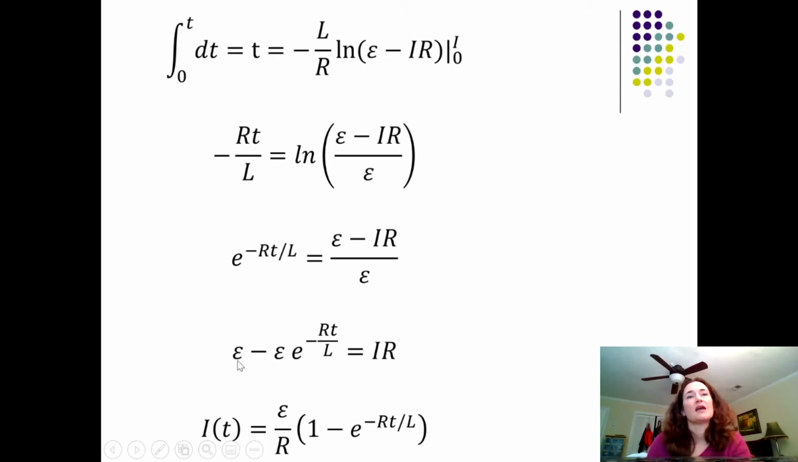Rearranging that equation, I end up with EMF minus EMF times e to the negative Rt over L is equal to IR. And then solving for I, which is divide out by R on both sides, I end up with the equation for I of t is equal to EMF over R times 1 minus e to the negative Rt over L. Okay, so I think I broke the steps of the algebra there into little bite-sized chunks. But if you need to pause the video at any time to see that you can follow that math, make sure that you do that, okay? In the meantime, we've done what Purcell and Warren asked us to do, which is derive that equation with respect to time for the current.